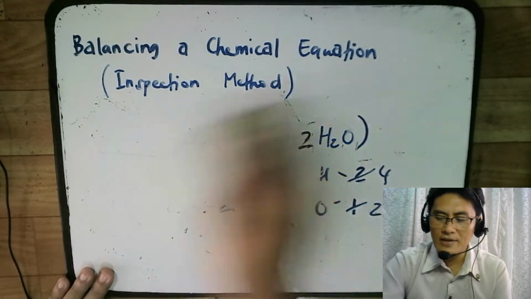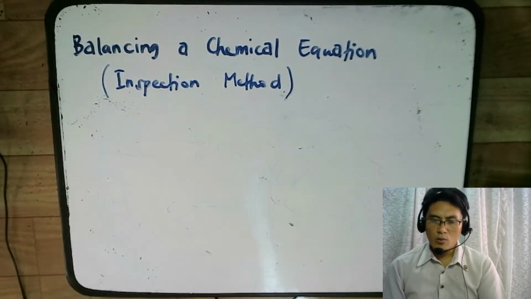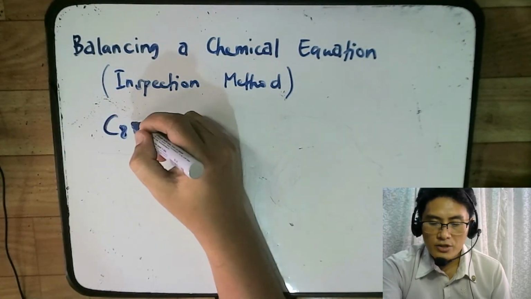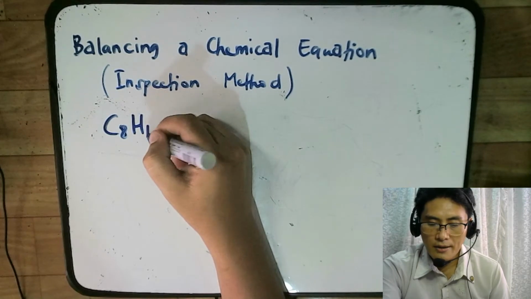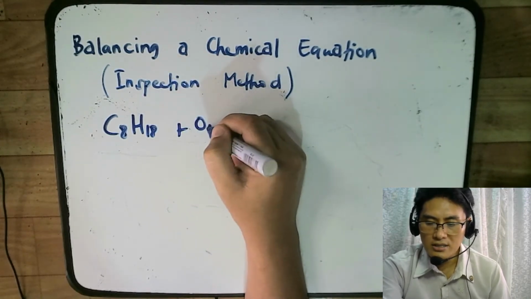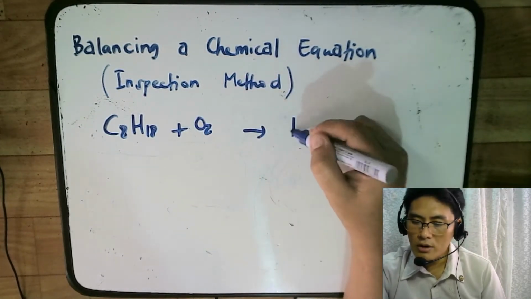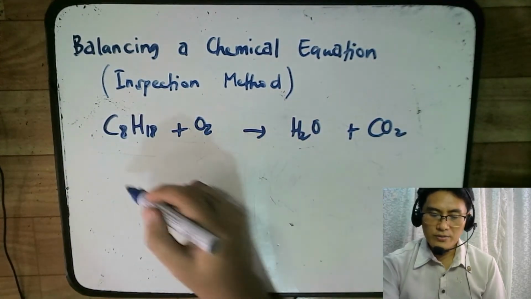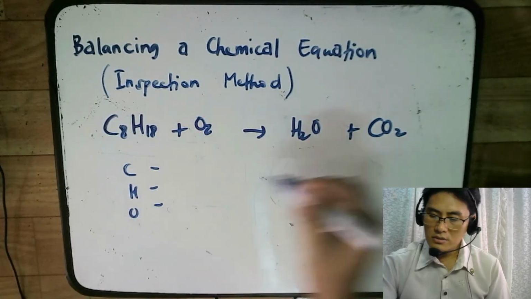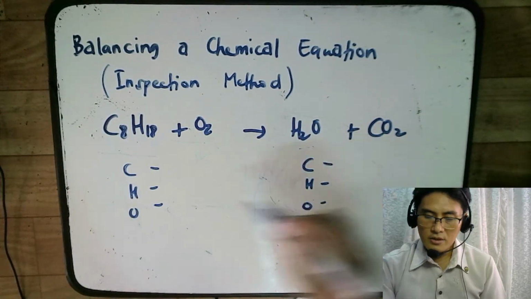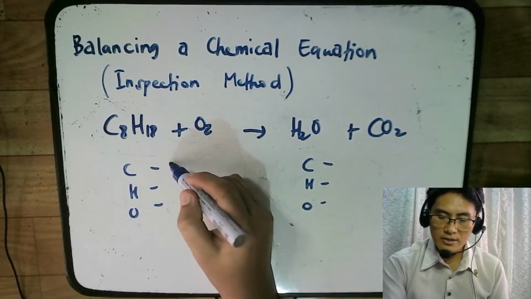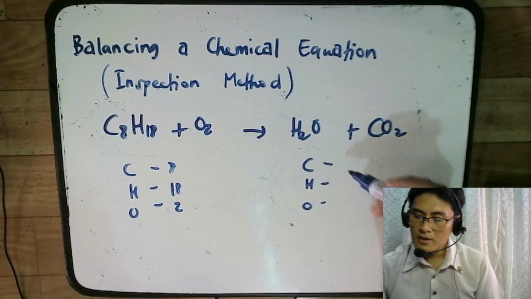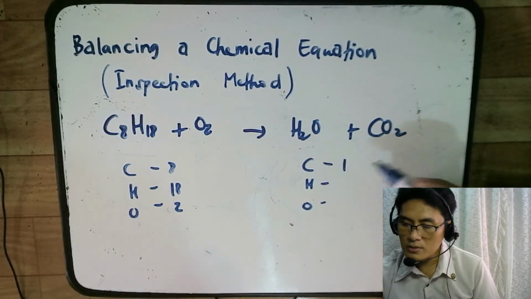So for example, let's have something that is quite more challenging. So let's say C8H18, which is octane, plus oxygen gas, and this forms water and carbon dioxide. Right, so what we can do is we can again count C, H, O. On the other side also C, H, O. C is 8 times 1, that's 8. H is 18 times 1, that's 18. 2 times 1, that's 2. And this is 1 times 1, that's 1.